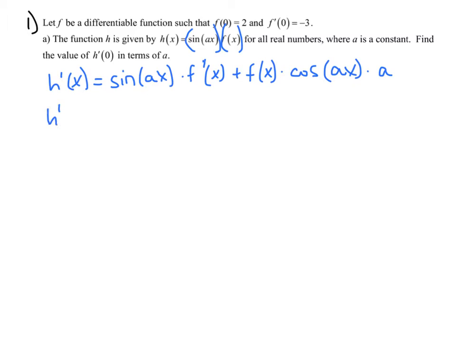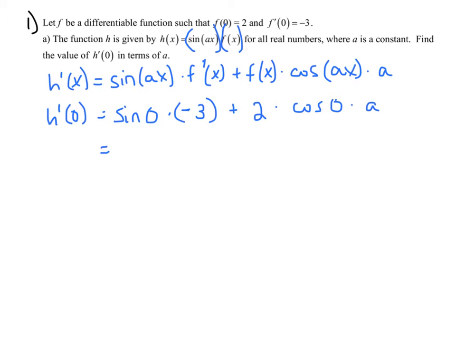Okay, so now it's h prime of 0. All right, now sine of anything times 0, so a times 0 is just 0, times f prime of 0. So I'm just going to look up at what was given to me, and f prime of 0 is negative 3, so times negative 3. Okay, plus f of 0 is given as 2, times cosine of 0 times a.